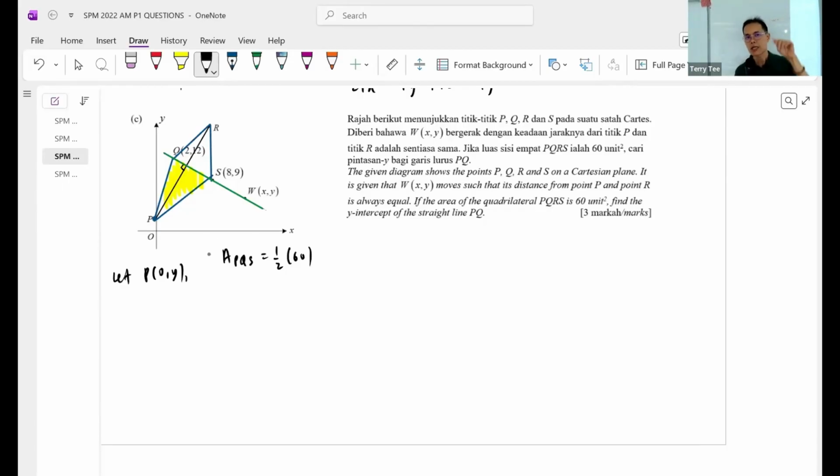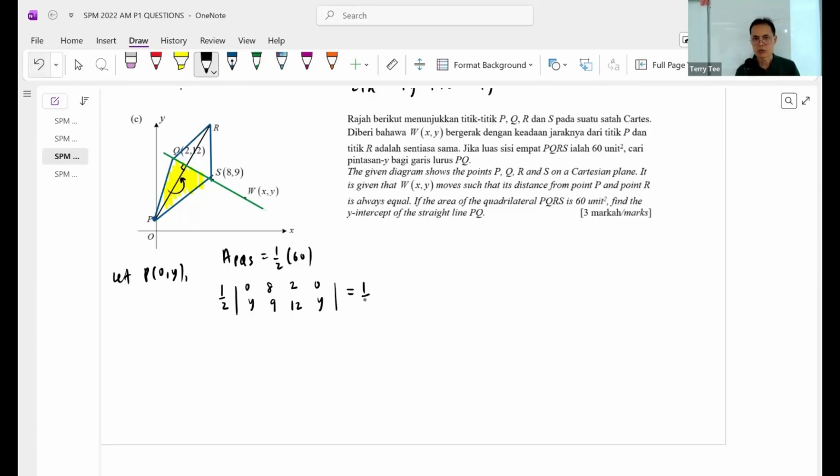But how do you find PQS? For PQS, I prefer to use anti-clockwise. If you use clockwise, you need to use negative. If you use anti-clockwise, it should be positive. So let me start with P. What's your P? 0, y. Then S. S is 8, 9. What is Q? 2, 12. Repeat the first point. This is what we call a determinant, a determinant of a matrix.